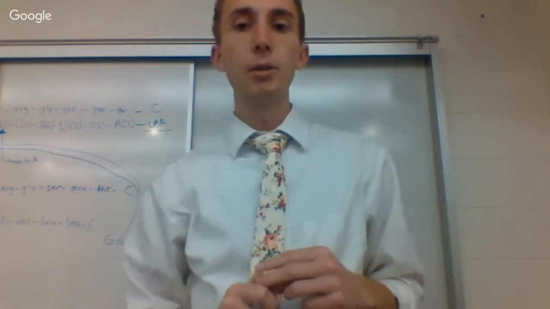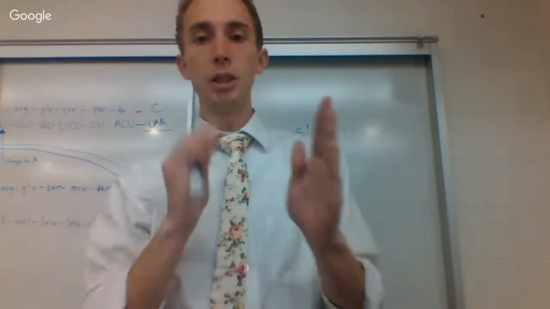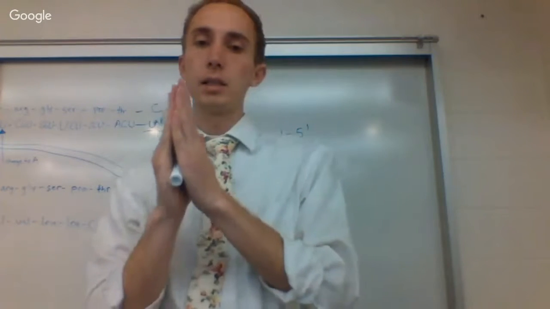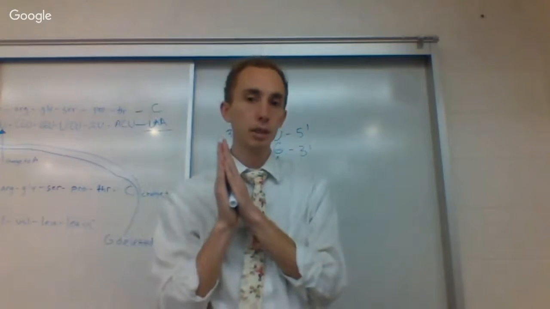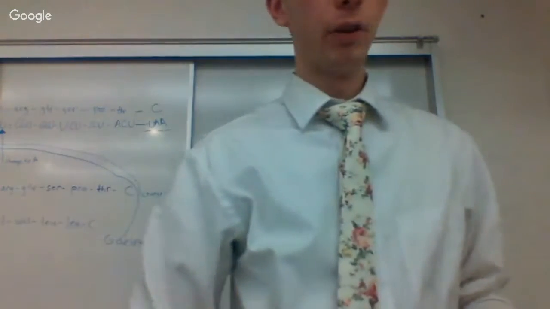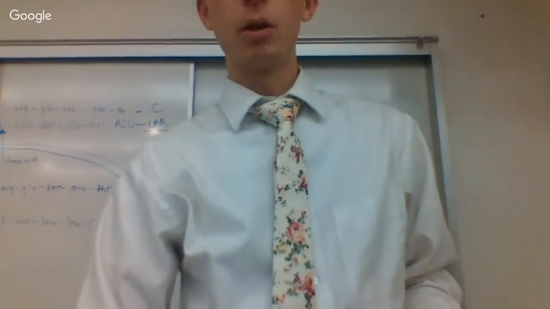And then with AUC, first two have to be G and A to bind properly. But then the last base can be U, it can be C, or it can be G. Hopefully that makes sense. Question 3.